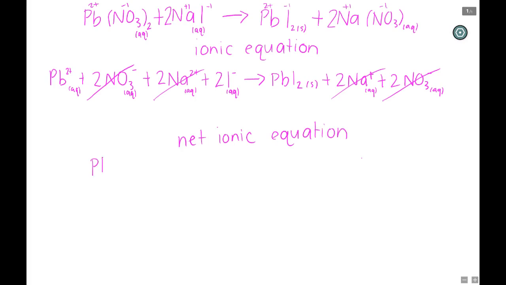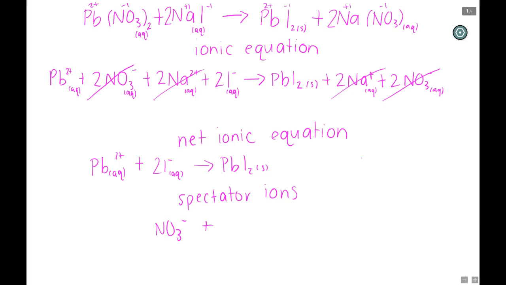And that is our lead, which is in aqueous solution, plus our iodide, which is also in aqueous solution, which then reacts and forms our lead iodide. Okay, and that is our net ionic equation. Now, to identify our spectator ions, those are the ions that did not do any chemistry. They did not react in this reaction. So that's our nitrate and our sodium.